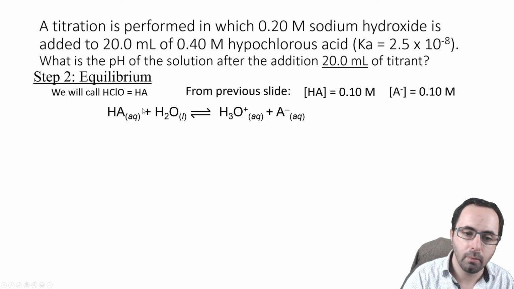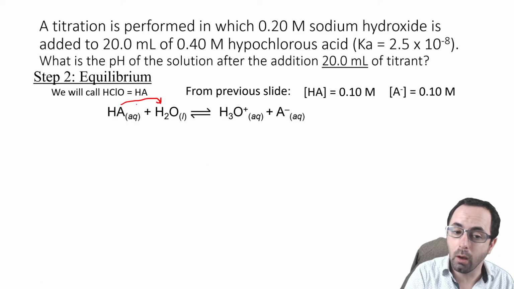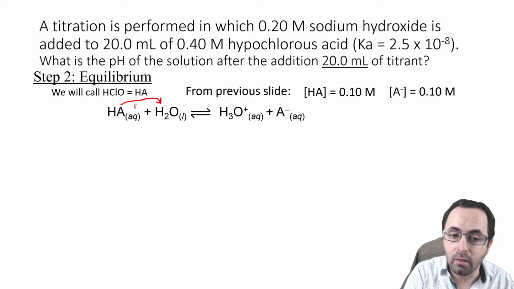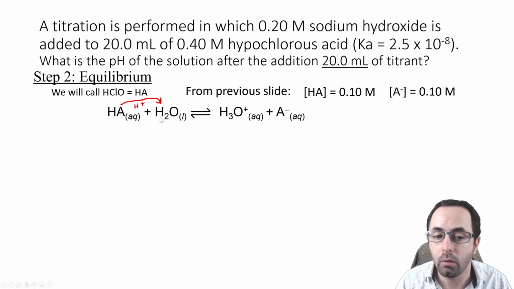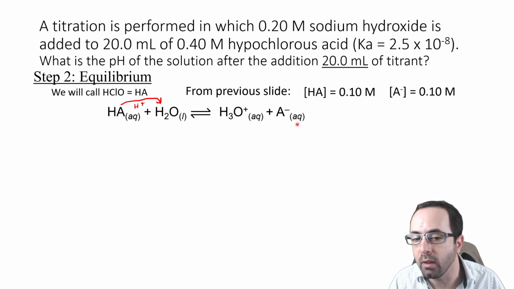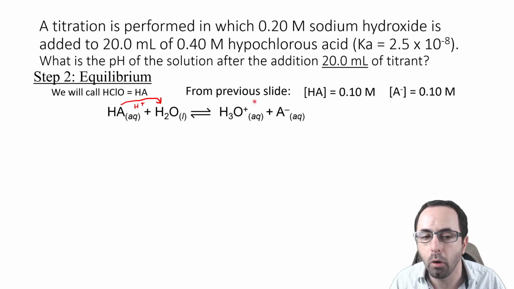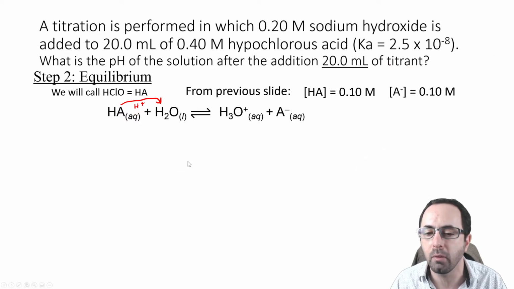Again, the hardest part is identifying what is going on here. Well, what we have in here is the weak acid donating its proton to water in equilibrium with its conjugate base. So this is the appropriate equation, the K for which is the Ka. Ka of this acid, 2.5 times 10⁻⁸.